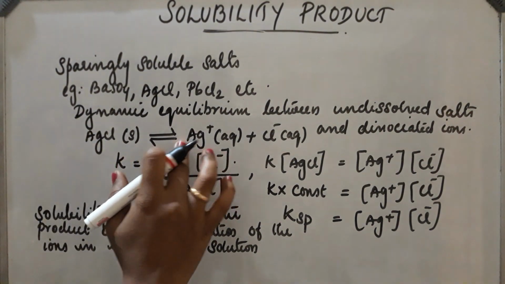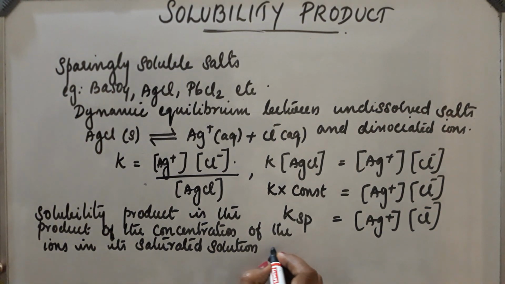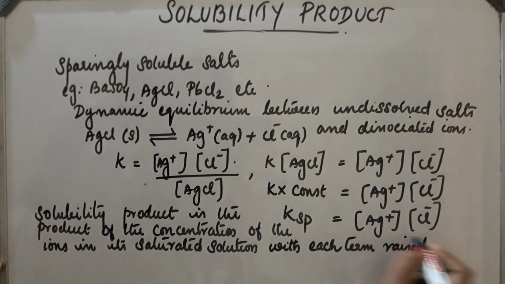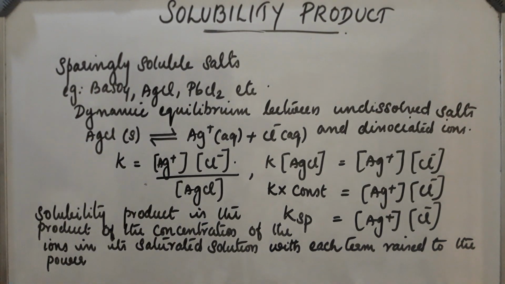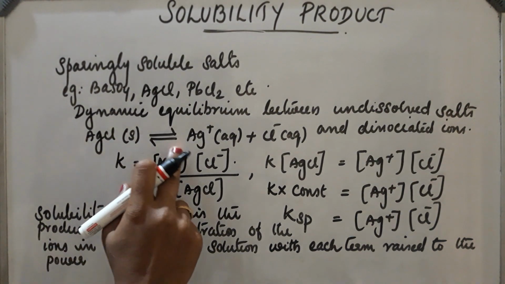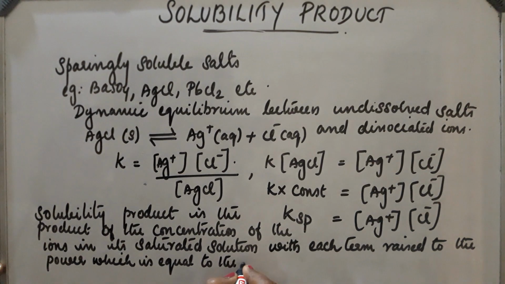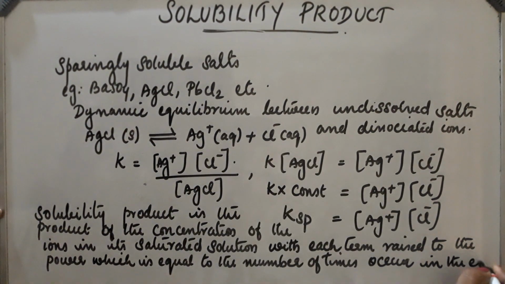In some cases, there will be stoichiometric coefficient. So, product of the concentration of the ions in the saturated solution with each term raised to the power equal to the number of times the ions occur in the equation.